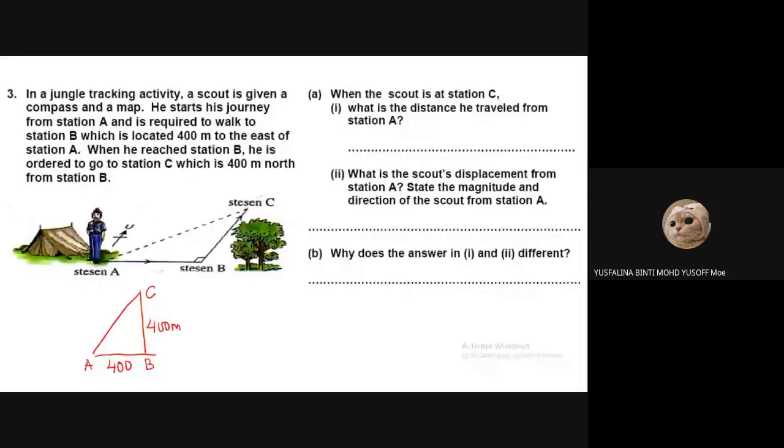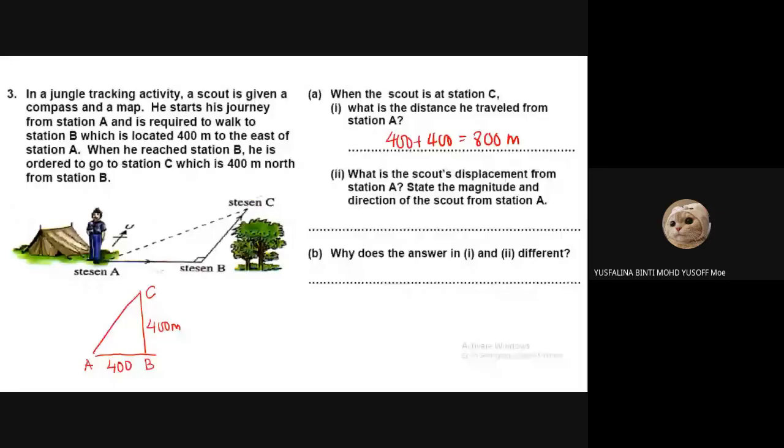The next question says, when the scout is at station C, what is the distance he travelled from station A? For distance, we just total up all the length that he has travelled. So 400 plus 400, you will get 800 meter. Alright, the next one is, what is the scout's displacement from station A? State the magnitude and the direction of the scout from station A.